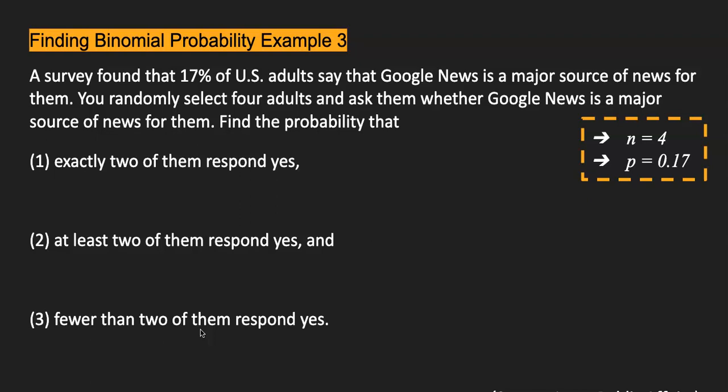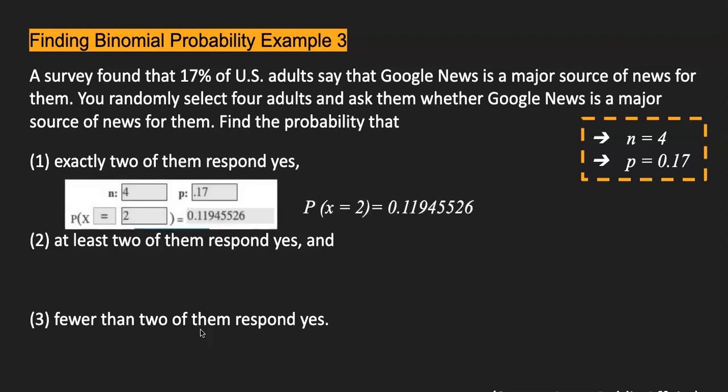All right, so let's do the first one. The first one you know how to do already: exactly 2 of them responding yes. What will you enter? N is 4, P is 0.17 and X equals exactly 2. If you enter that, you will get the probability 0.1194. That one is exactly like how we did number 1 and 2. If I ask you for exactly 2 or exactly 3, then you just use X equals.